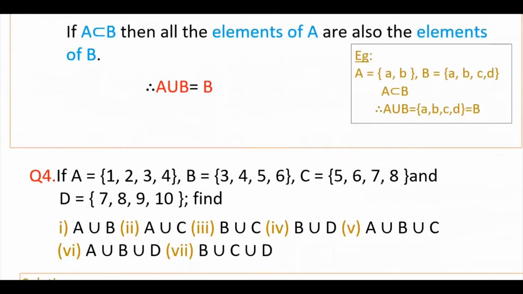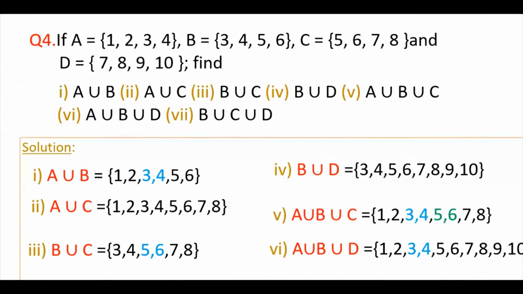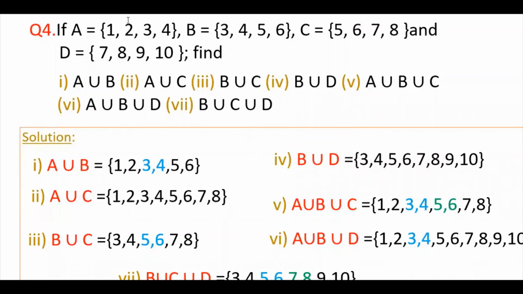And next one, fourth one. So here there are four sets given, A, B, C, D. And we have to find these values. First one is A union B. So you can see here A union B. So if you union A and B sets, here 3, 4, these two elements are repeating. So you can write 1, 2, 3, 4, 5, 6. These are the elements of A union B.